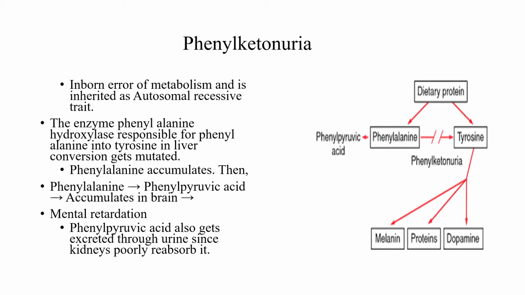Phenylketonuria. Phenylalanine should be converted to tyrosine in the presence of the phenylalanine hydroxylase enzyme. If it is affected or mutated, then phenylalanine accumulates. Because of that, phenylpyruvic acid accumulates in the brain, which leads to mental retardation that you can see in this. Dopamine is nothing but a substance which is found in the brain.